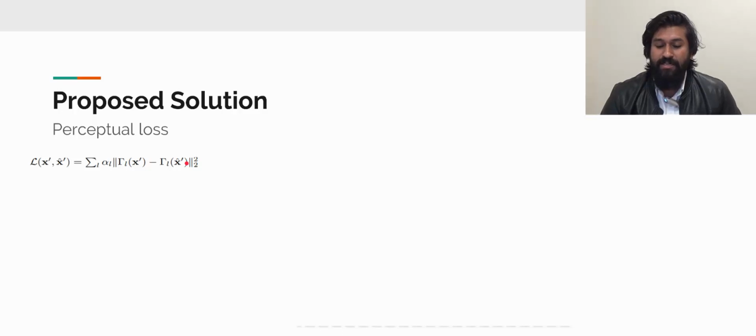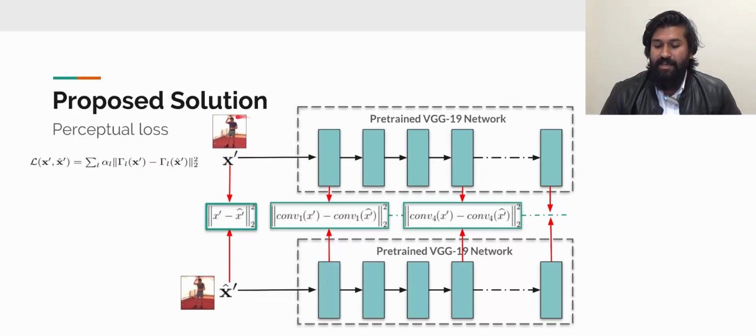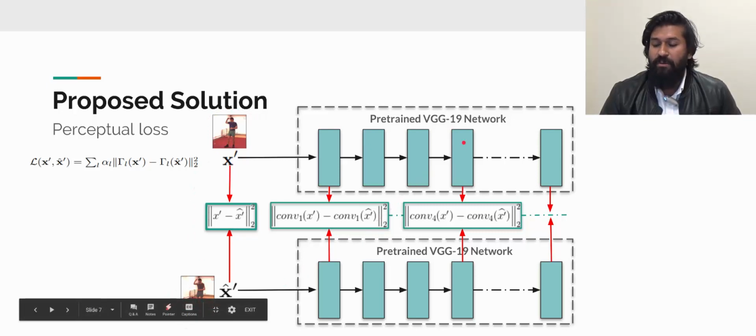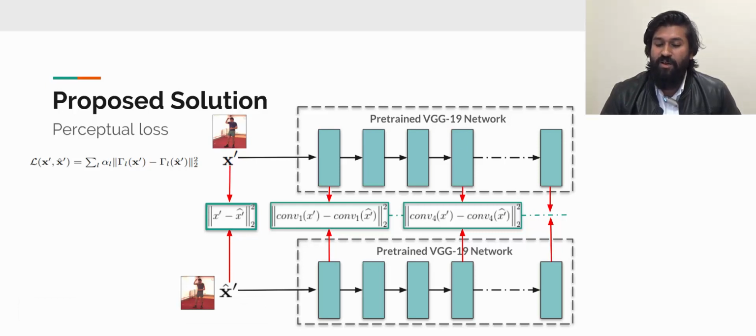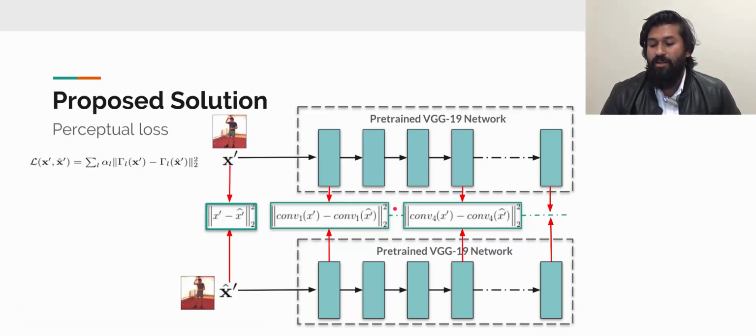Before explaining what gamma L means, let's look into the diagram. Basically they are passing the original target image, that means x prime and x prime hat, to a pretrained VGG network, from which we will get the VGG features of x prime and x prime hat, and we will calculate the loss at each layer and sum those up. We'll also add the loss at image space, that means just the L2 norm between x prime and x prime hat. So basically this is the perceptual loss, and they are achieving pretty good results using this simple loss.